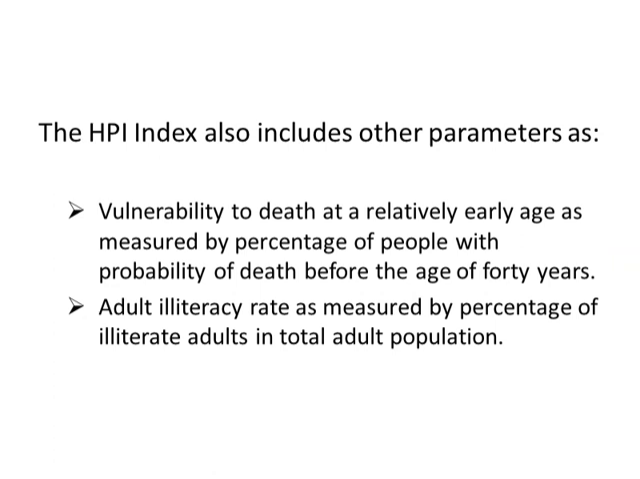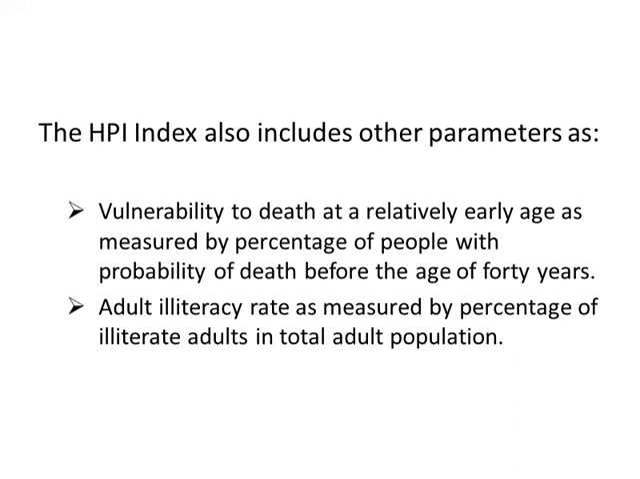These parameters are number one, vulnerability to death at a relatively early age as measured by percentage of people with probability of death before the age of 40 years. Simply speaking, vulnerability to death before the attainment of 40 years. This is an important parameter which is included in Human Poverty Index.